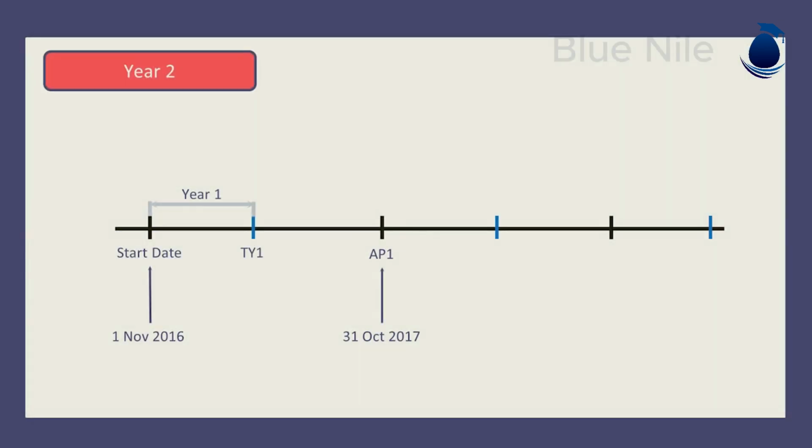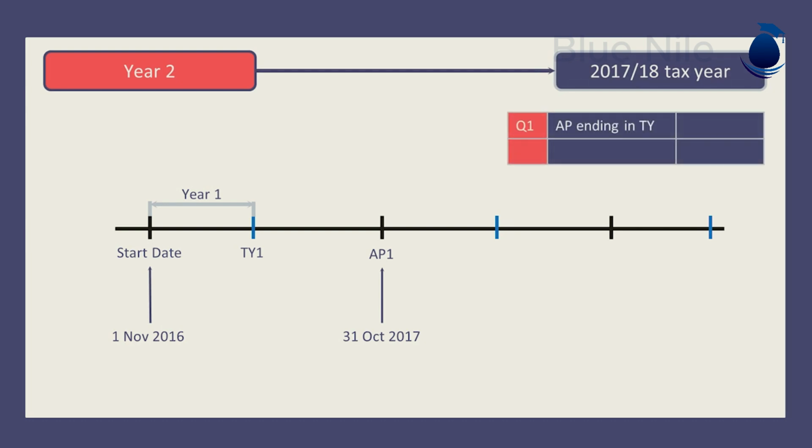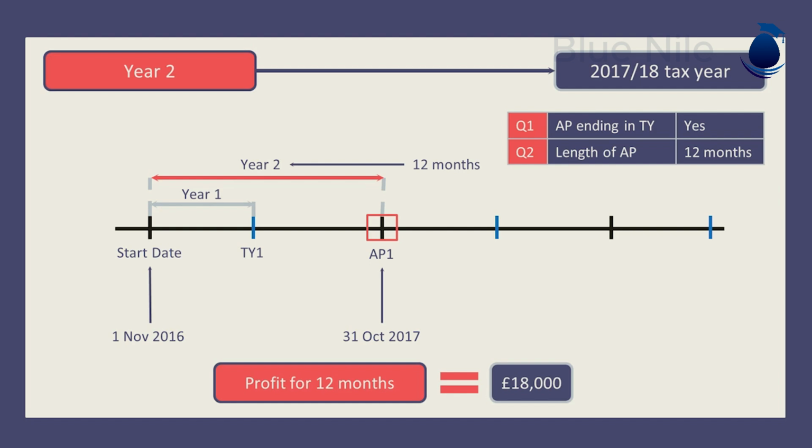Year 2 is our problem year, and here is the 2017-18 tax year. Question 1. Is there an accounting period ending in the tax year? On our timeline we can see the black line marked the 31st of October 2017, so yes, there is an accounting period. Question 2. How long is the accounting period? Here is a 12-month accounting period, so from our rules the basis period is that actual accounting period, so the current year basis, i.e. the 12 months to the 31st of October 2017. We will include the whole of the £18,000 profit for this year as income for 2017-18.